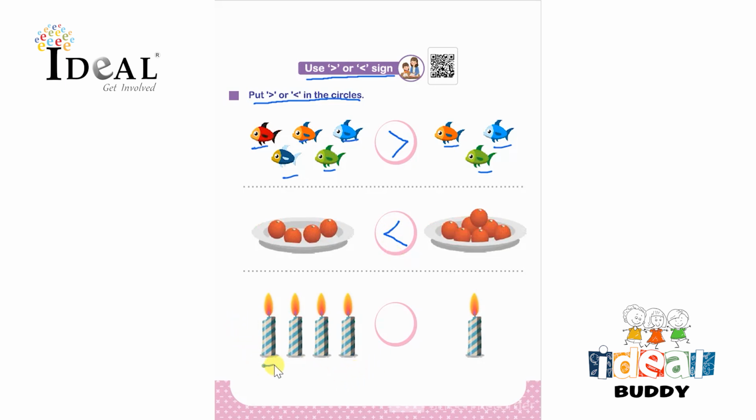After that it's 1, 2, 3, 4. There are 4 candles, and over here there is 1 candle. So 4 candles are greater than 1 candle. So they will be using this sign over here.